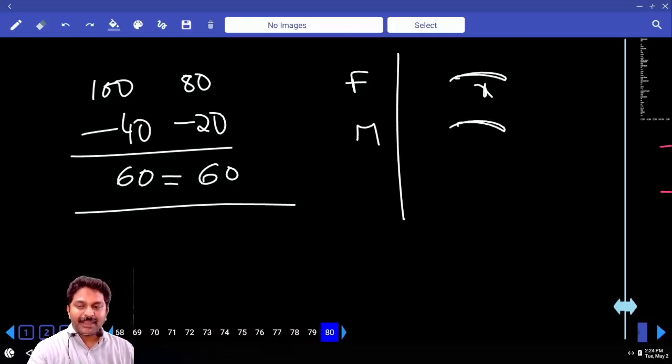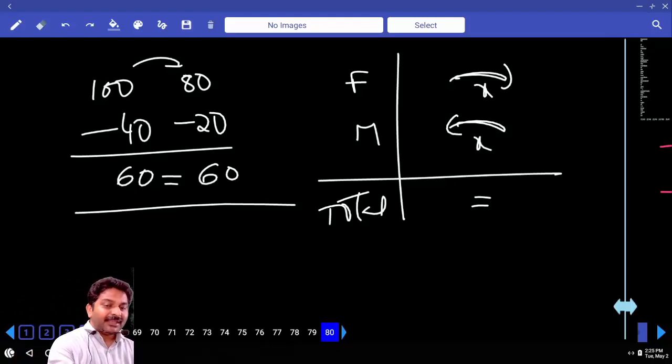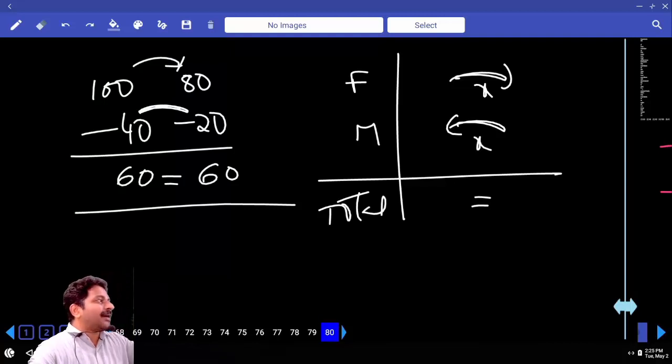If female difference is x, male difference also must be x, then only total will be same. Right? If female are X more, in the other case male must be X more. Same way, here difference is 20. In second case also difference must be 20. X comma X by 2 difference.